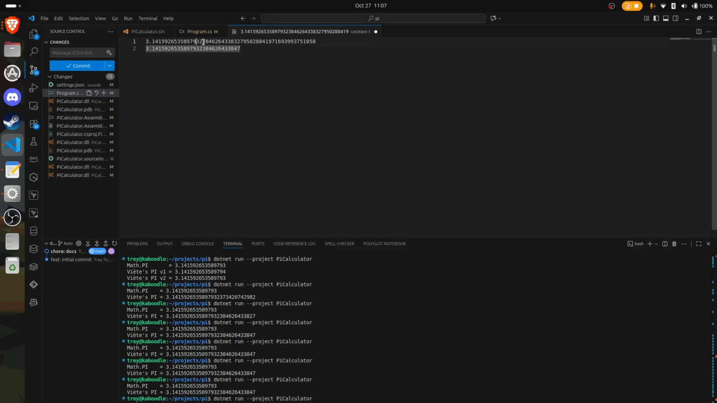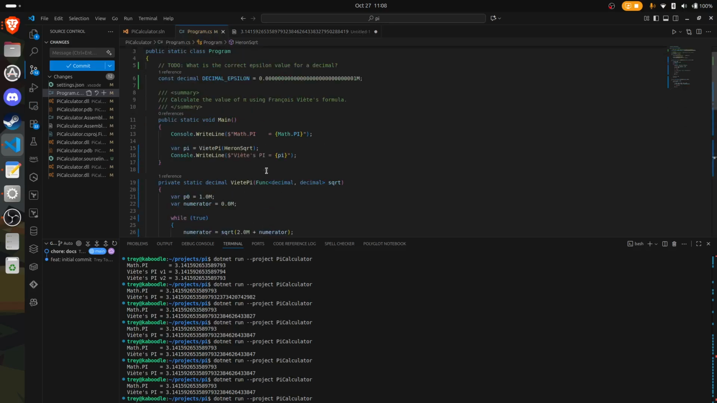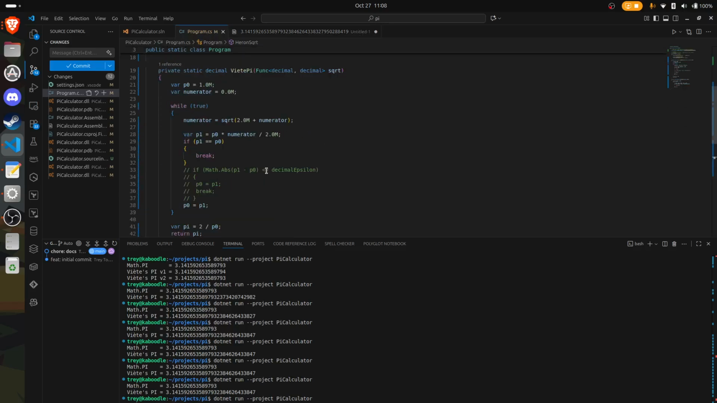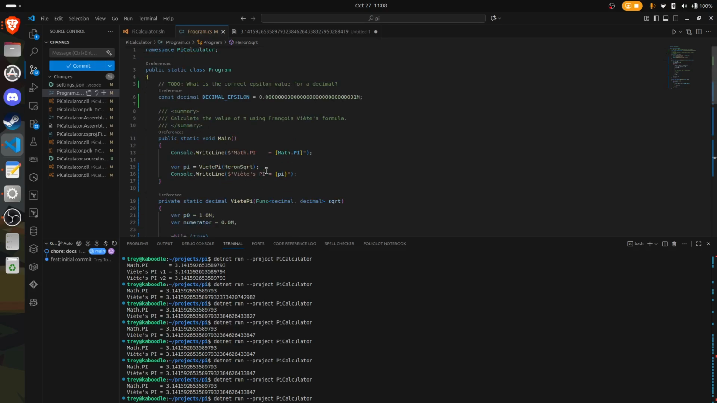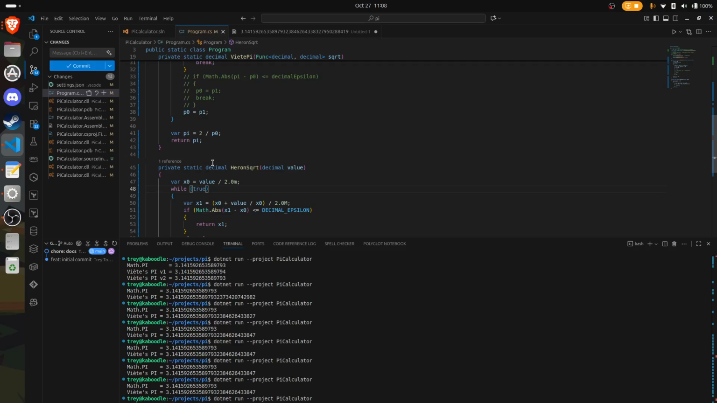But we did get a lot more digits of pi that are accurate. We're nowhere near the million that I'd like to be able to get. For that, even to get the correct number of digits for a decimal, we are going to need either a different algorithm for calculating pi or a different way of representing numbers. Decimals are as far as the built-in data types go for .NET.